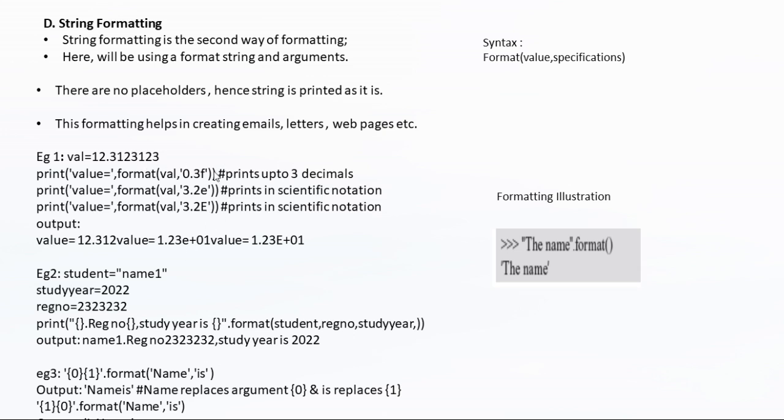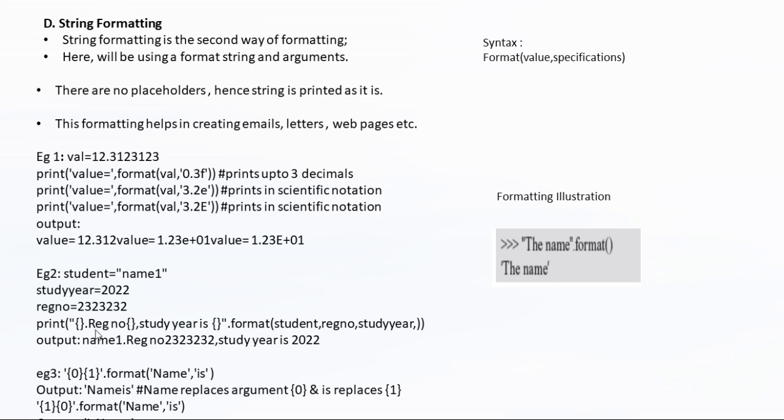So basically this value, how it will be displayed is, when I say print up to 3 decimals, you can see only till 0.312 the output is displayed. If I say 3.2e, the same number would now be printed in scientific form, that means in the exponent form, that is 1.23e+01. The same thing will be printed for the next one, except that small e will become capital E.